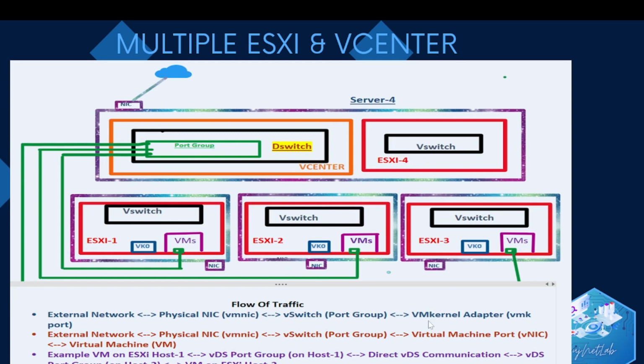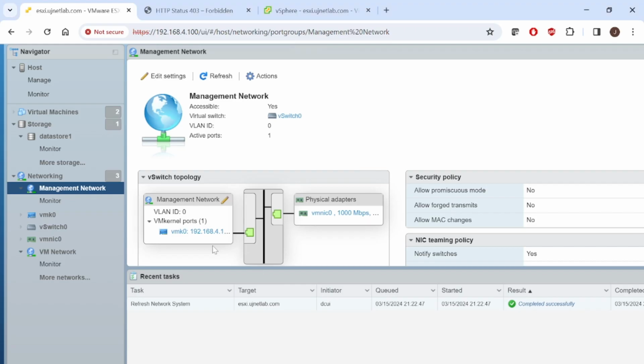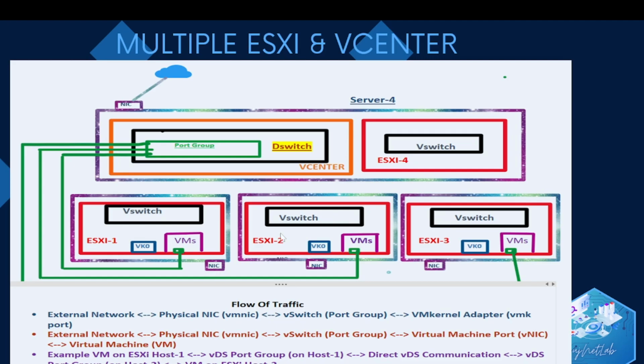So this is what I am saying here. The vSwitch will go to the adapter, and the adapter will go to the vSwitch port group. What is the port group? This is the port group. And then the port group will go to where? To this physical adapter. And then the physical adapter is here, and then it will go to the external one, which is the cloud here.